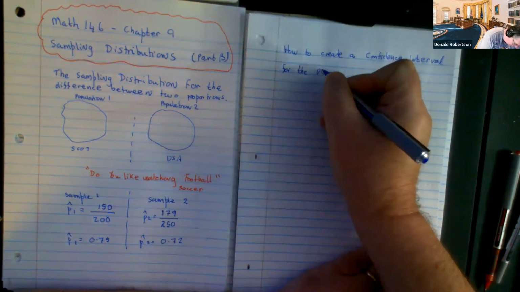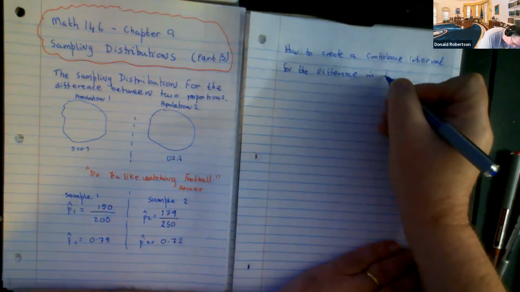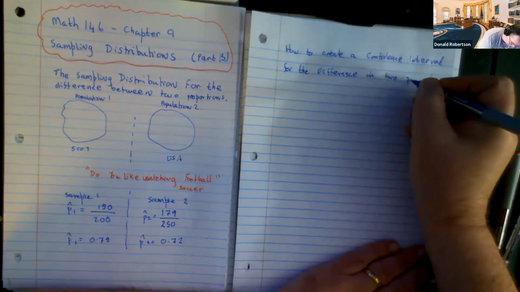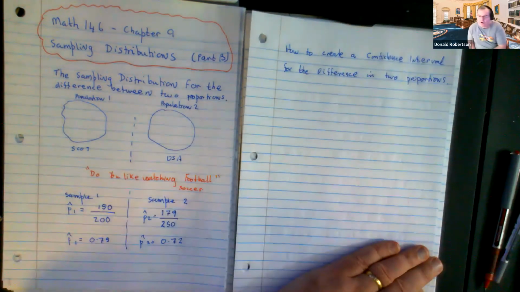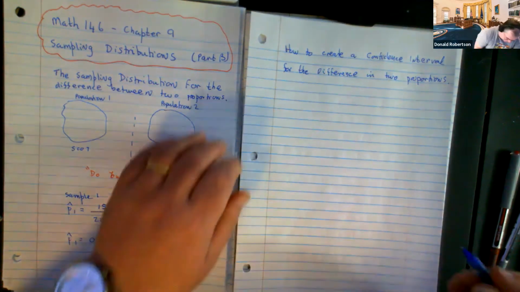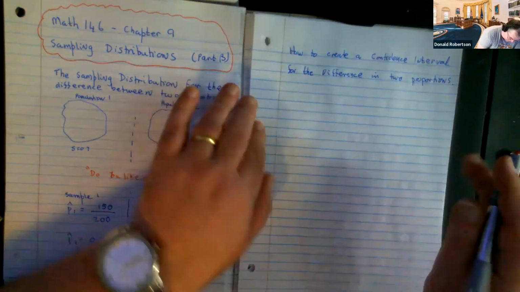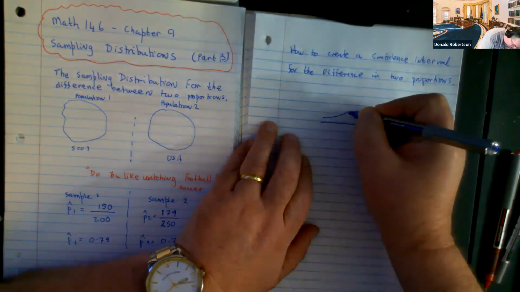And it's going to be for the difference in two proportions. Now we know how to get a confidence interval for one proportion. What we haven't done is find how to calculate the confidence interval for the difference in two proportions. Here's the theory behind it.